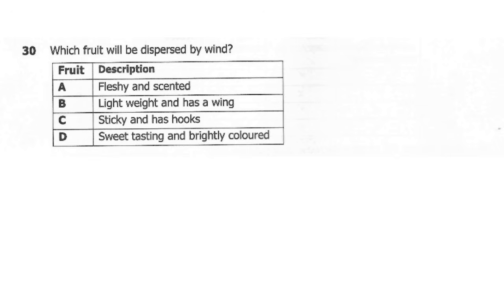Excellent work, chat. The correct answer here is B, lightweight and has wings. For wind dispersal, the fruits or seeds have to be lightweight so that they are carried by wind. Then it can have structures such as a wing, for example sycamore, or a parachute structure like dandelion. So here our correct answer is B. Sticky and has hooks is for animal dispersal, like for example the blackjack fruit.